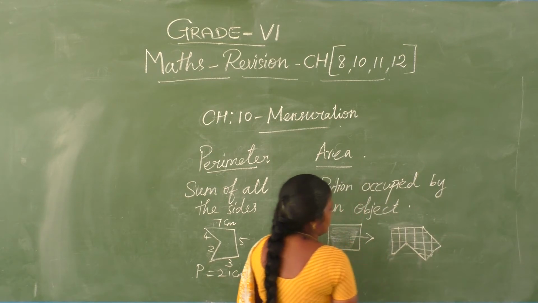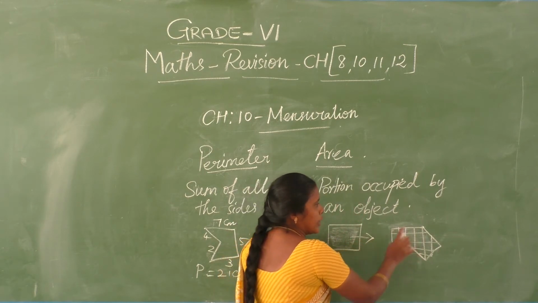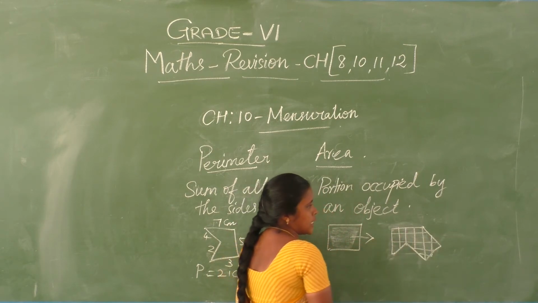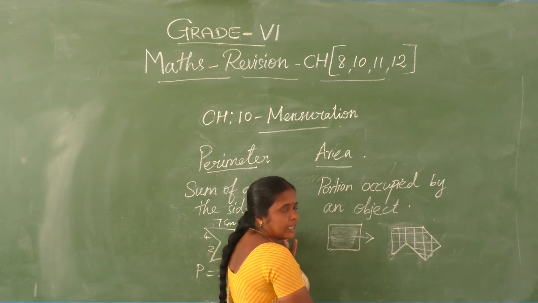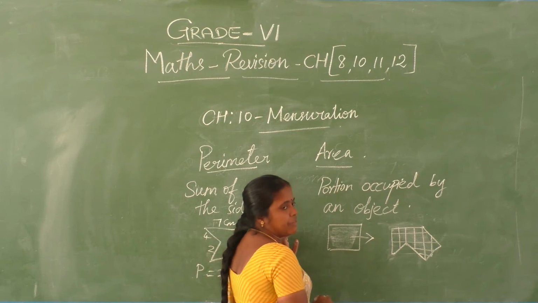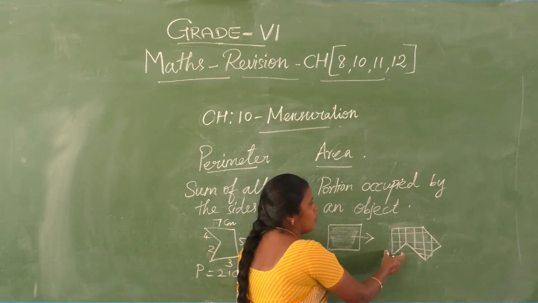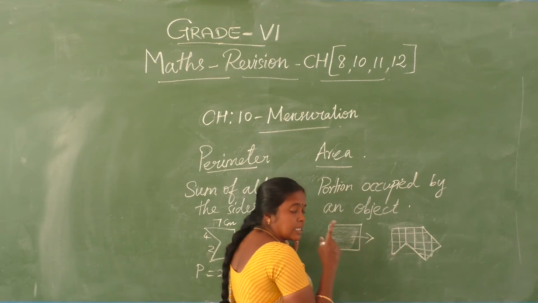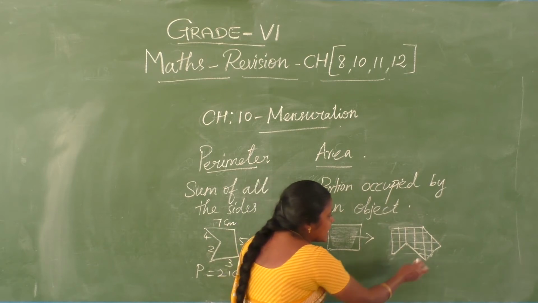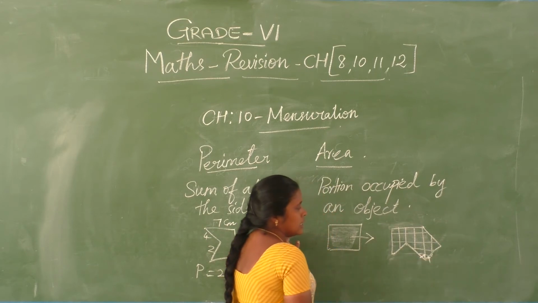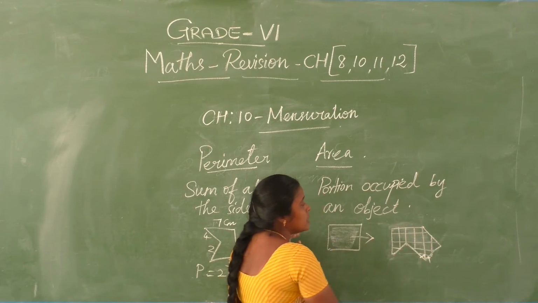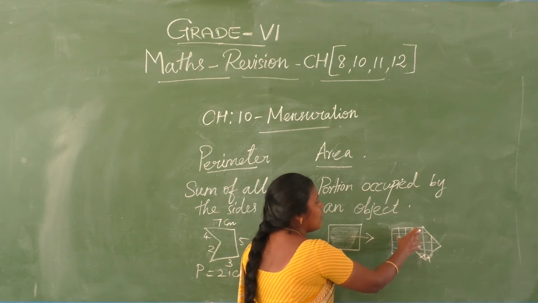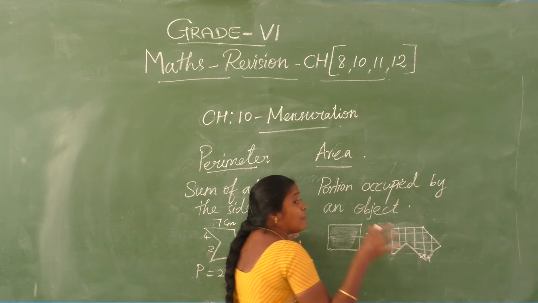Like this. Here, how many full squares are there? How many half squares are there? How many squares less than half? All that you have to count first. A portion more than half you can consider as a full square. Less than half, omit, and then find the remaining squares. This is the area of this type of figures, approximately.